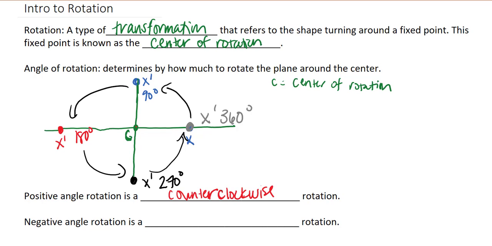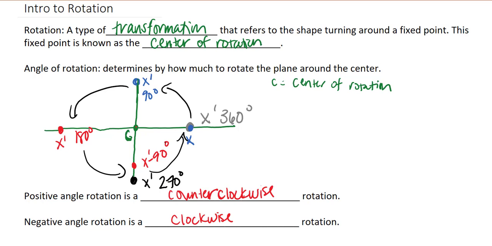Now, what if there's a negative angle rotation? Well, that's going to be clockwise for the rotation. So if we went from, say, x and we want to go negative 90 degrees, we would end up right here. So this would be x prime, and that'd be negative 90 degrees. So that's important to know about the rotation: what direction do we go, and is it positive or negative?